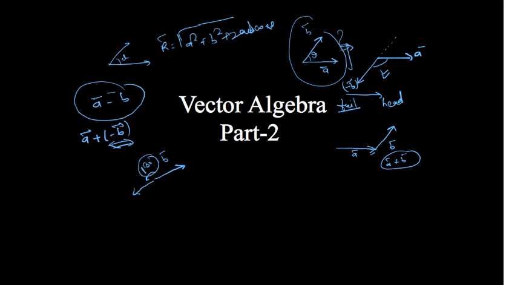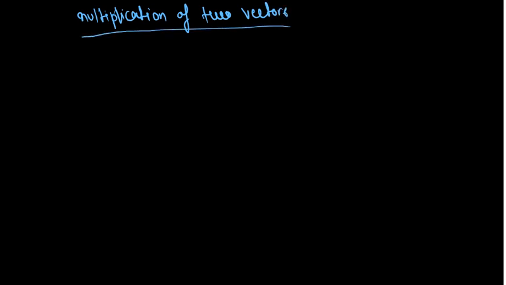Now the next point is multiplication of two vectors. Multiplication of two vectors is possible in two ways. One we call the dot product, and the other we call the cross product.